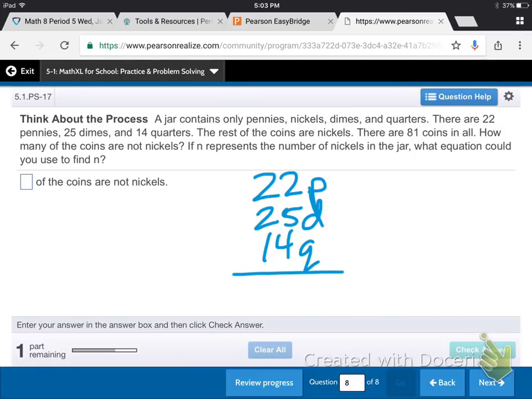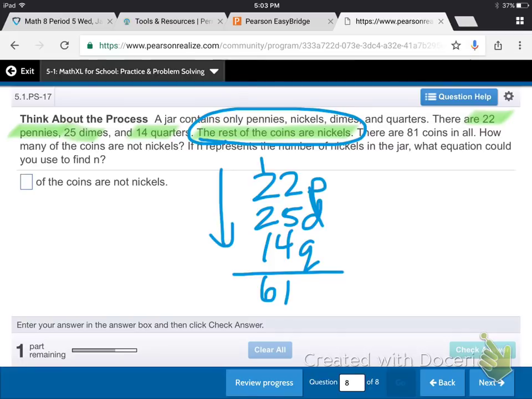Well, that would be all of these, because we have 25 dimes, 14 quarters, 22 pennies, and the rest of the coins are nickels. So if we add up all of these coins in this column right here, 2 plus 5 is 7, plus 4 is 11, carry the 1, it's 3, 5, 6. We have 61 coins, and it says the rest of the coins are nickels, and there are 81, so 61 plus the nickels, actually we can call that n, right? 61 plus the number of nickels equals 81. 61 plus what equals 81? We know n is 20.